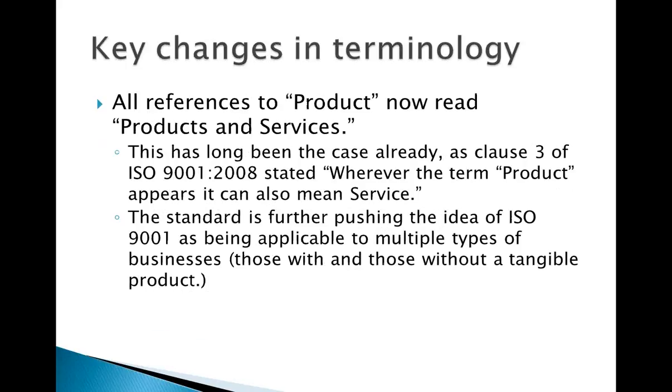All references to product now read products and services. This really has been in place for a long time already. If you read Clause 3 of 9001-2008, it states, wherever the term product appears, it can also mean service. Obviously, the standard is trying to push the idea of 9001 as being applicable to multiple types of businesses, those with and those without a tangible product.